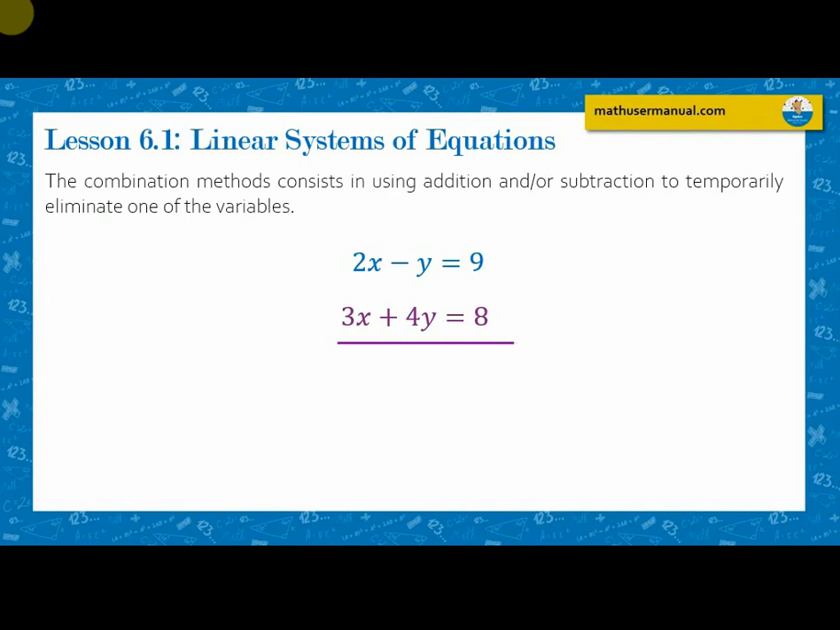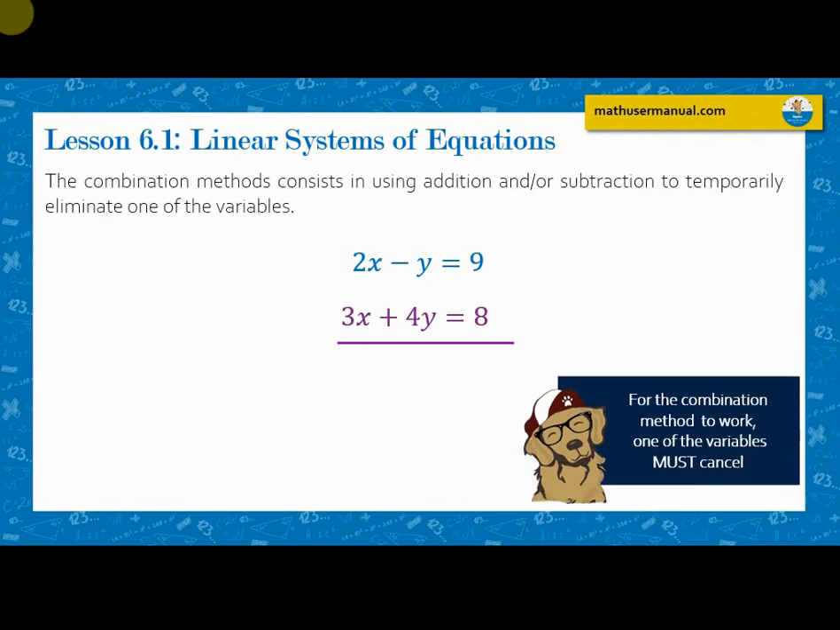We put our line of the operation, and let's look at this. The 2x and the 3x are not going to cancel each other. The -y and the 4y are not going to cancel each other either. We don't have any opposites there. And this is a problem because, remember, for the combination method to work, one of the variables must cancel, and we're not getting any variables canceled. So how do we fix this?